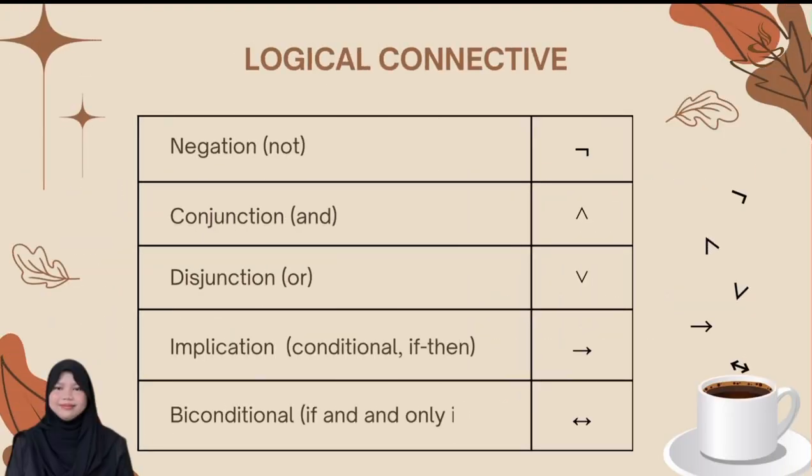Logical connective. In discrete mathematics, there are 5 types of logical connective. First one is negation, not. Second one is conjunction, and. The third one is disjunction, or. The fourth one is implication, conditional if then. The fifth one is biconditional, if and only if.